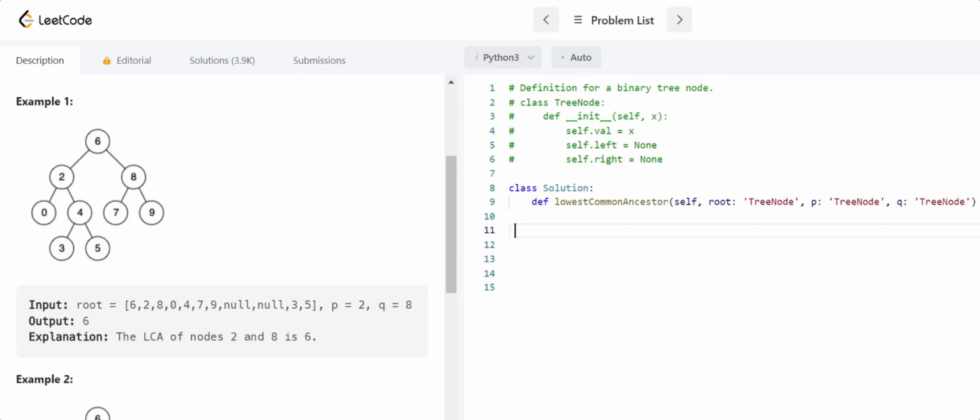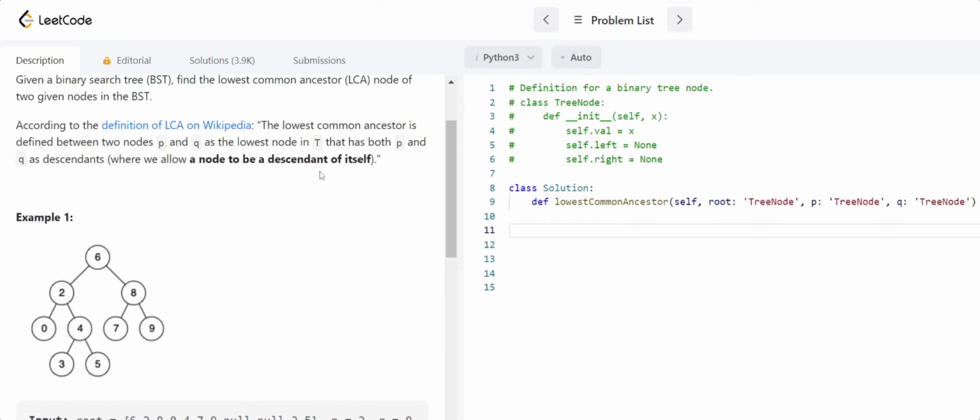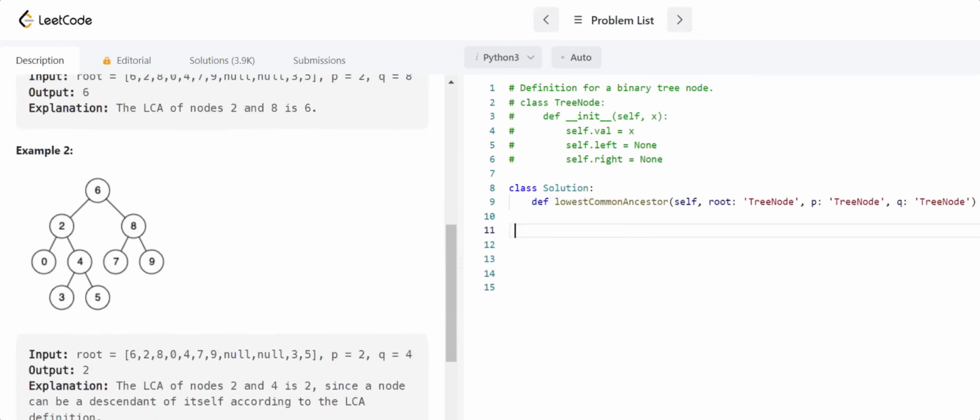So basically, you just need to find the lowest or the very first node which is common to both of these nodes. And it can also be a node which is a descendant of itself. If you have P equal to 2 and Q equal to 4, 2 can be a descendant of itself. So the lowest common node these two nodes have is going to be 2. So this is what the question is.